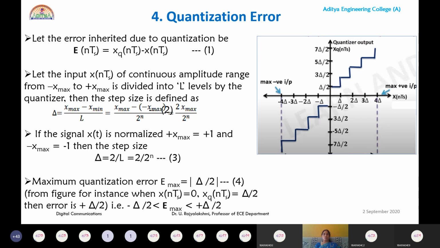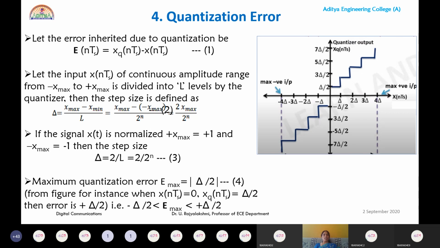So now what is the range of the error, from the negative staircase waveform to the positive staircase waveform? The range of error is from minus delta by 2 to plus delta by 2. Now, what is the magnitude then? The magnitude of quantization error is modulus of delta by 2, and it ranges from minus delta by 2 to plus delta by 2. So from this slide, you should remember 3 points.